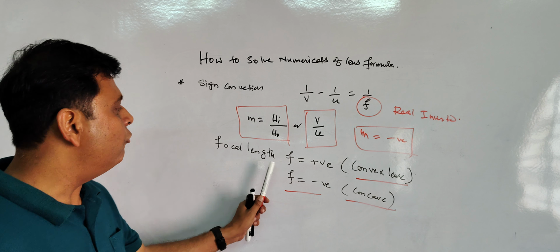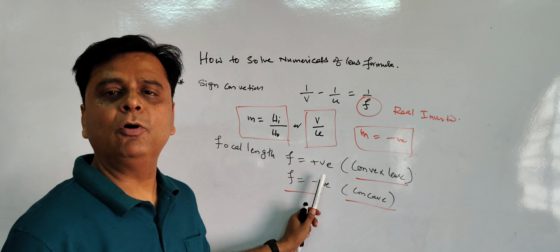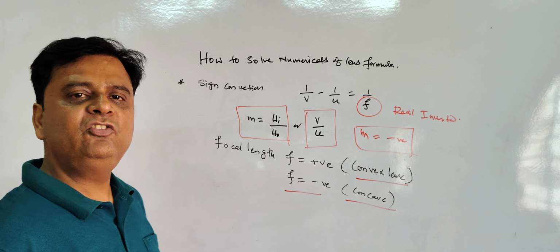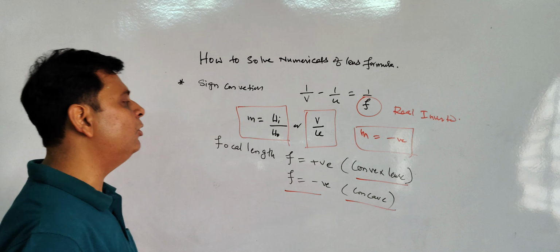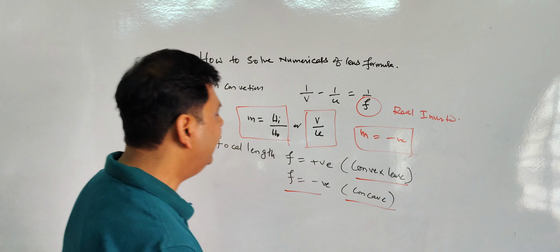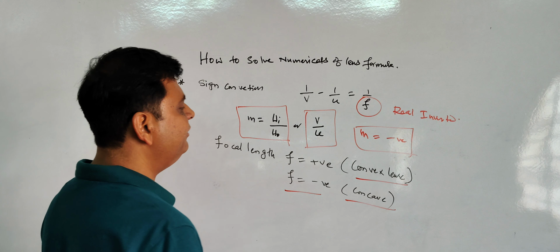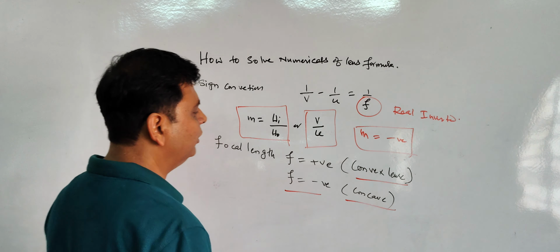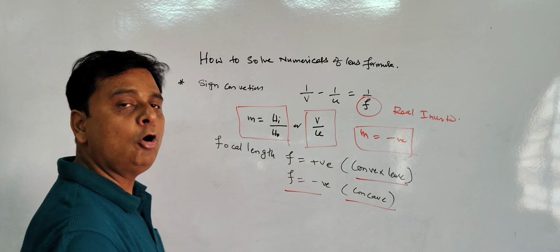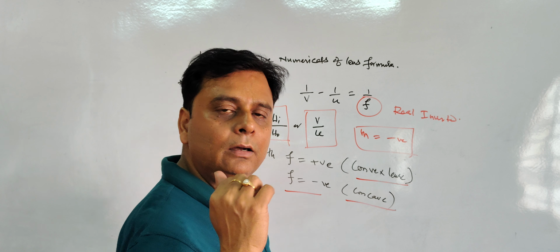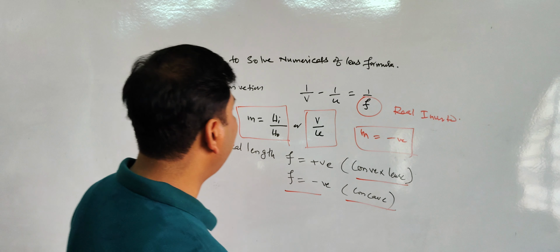Remember, focal length of convex lens will be positive because a convex lens is going to converge the rays of light. So in that case, the focal length is positive, behind the lens. And focal length is of course negative in case of concave lens, because the focal length will be on the front side, or opposite side of the direction in which the rays of light are traveling.